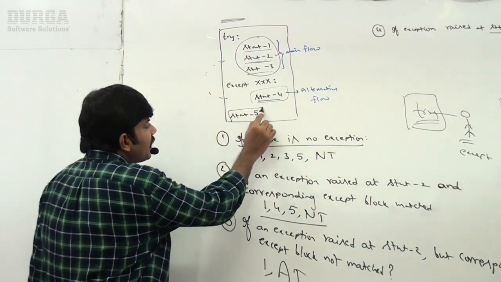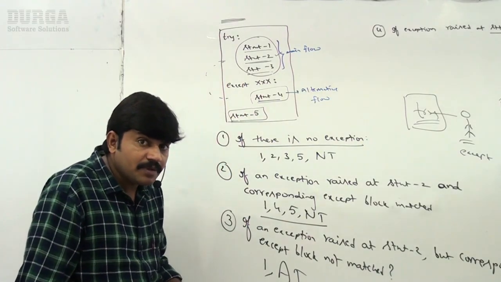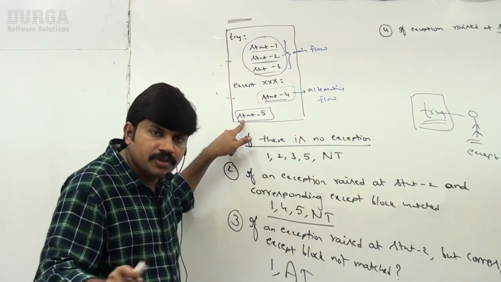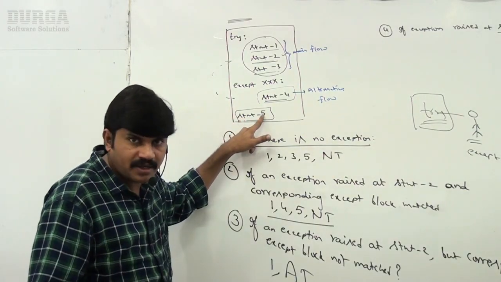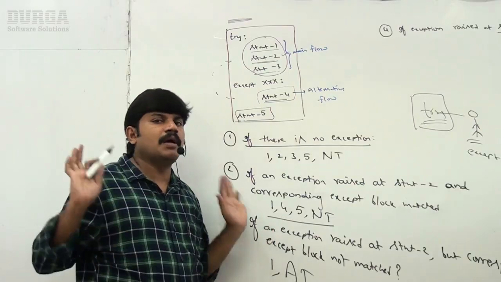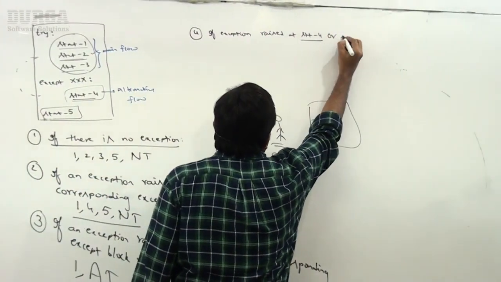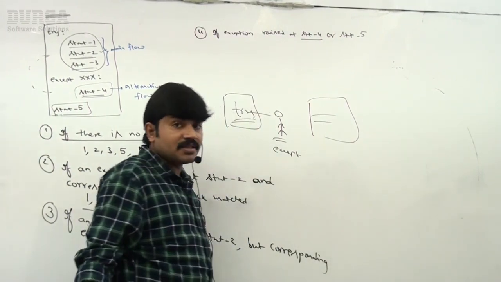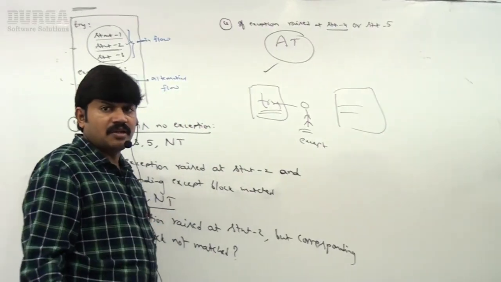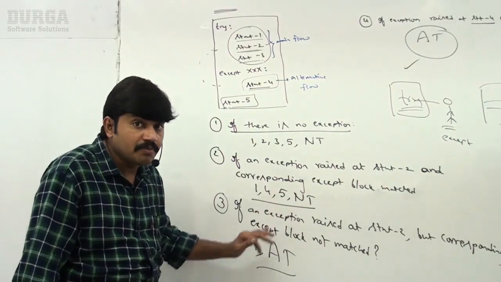Next, if an exception is raised at statement 5, is statement 5 within the try block or outside of the try block? Outside of the try block. Correct, right? So if an exception is raised outside of the try block, it is always abnormal termination. So if an exception is raised at statement 4 or statement 5, it is always abnormal termination. That's all. So with a pleasant mind, trace each and everything so that you will get much clarity.